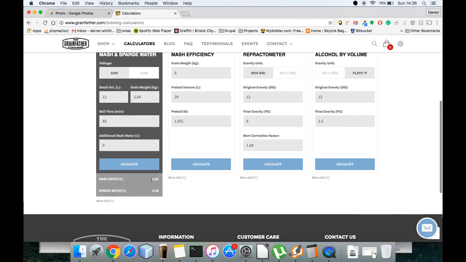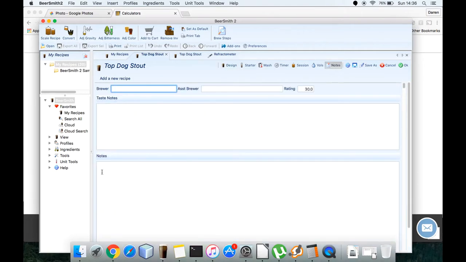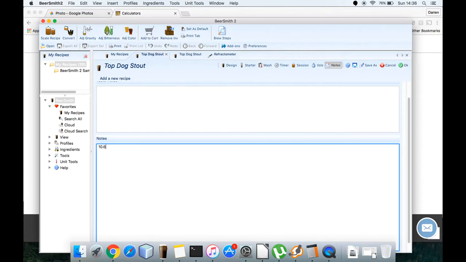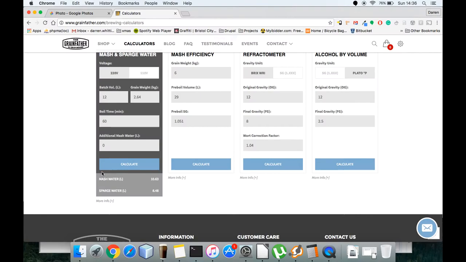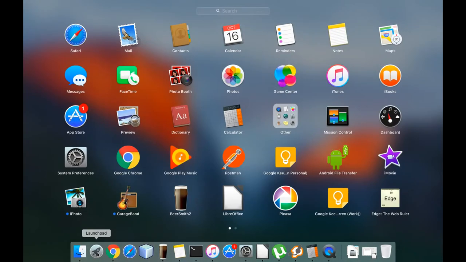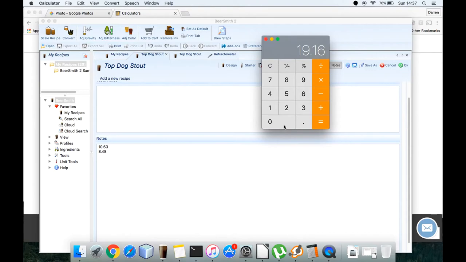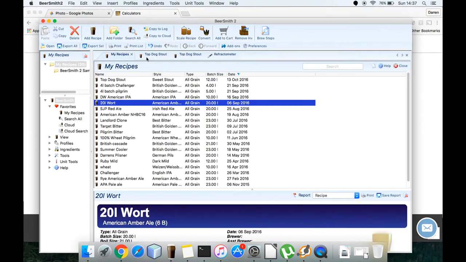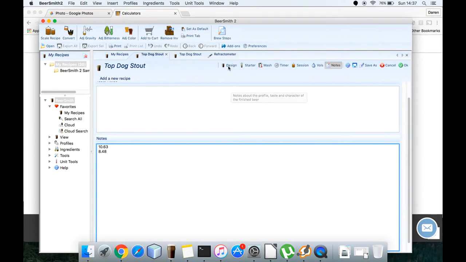Okay, so it tells me my mash water should be 1063 and my sparge water should be 848. Let's just stick these in the notes. Okay, and what I'm going to do is add those two figures together now. Let's get my calculator up. It gives me a total water volume of 19.11. So what I can do now, oh, this recipe's gone. On my recipes here, I can add my water.